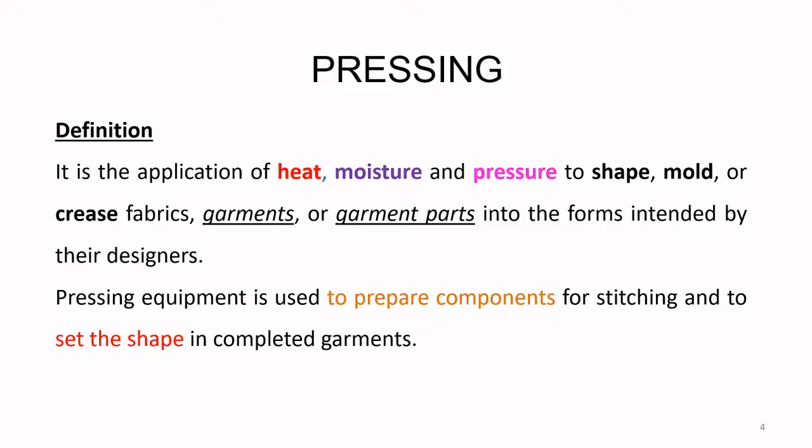And the pressing equipment is used to prepare components for stitching and to set the shape in completed garments. So while we are stitching the garment, in between we do the pressing of the garment parts or the fabric, that is in-process pressing. And when we are pressing the garments, when the garments have been completed, that is the finished pressing.